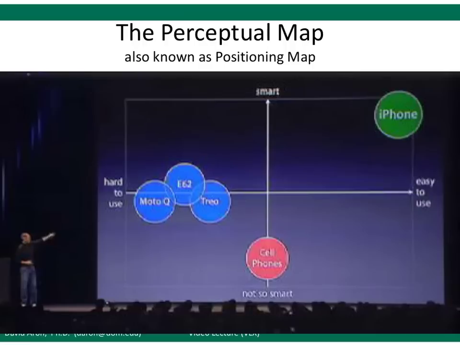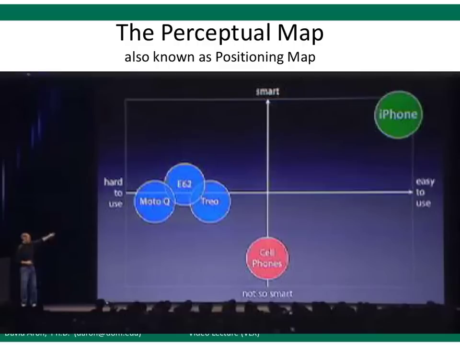What we see here is an actual perceptual map that Steve Jobs, the late Steve Jobs from Apple, was presenting to his constituents. A map that depicts perceptions of smartphones and cell phones. Now, see the dimensions that they chose? They didn't choose price and quality. They chose, on the vertical axis, smart versus not so smart. And on the horizontal axis, hard to use versus easy to use.